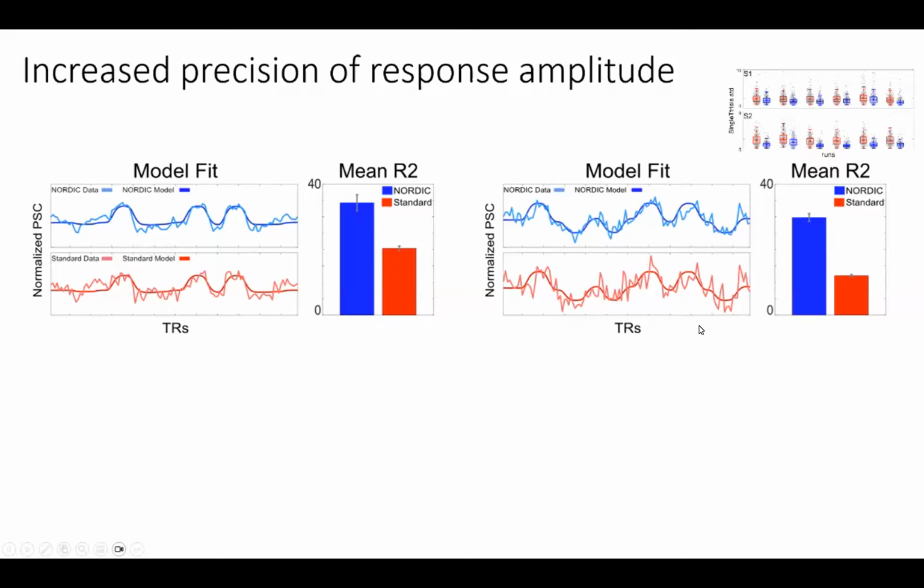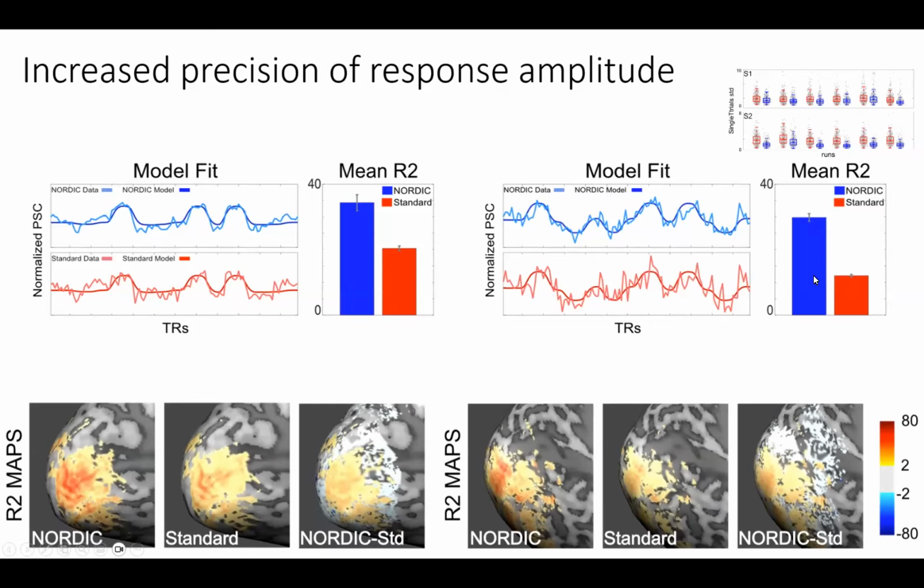But regardless of the voxel that we're using, and the subject, we can see that the cross-validated R squared, so our variance explained, is significantly larger for Nordic data than standard data, again indicating higher prediction accuracy and precision of estimates.